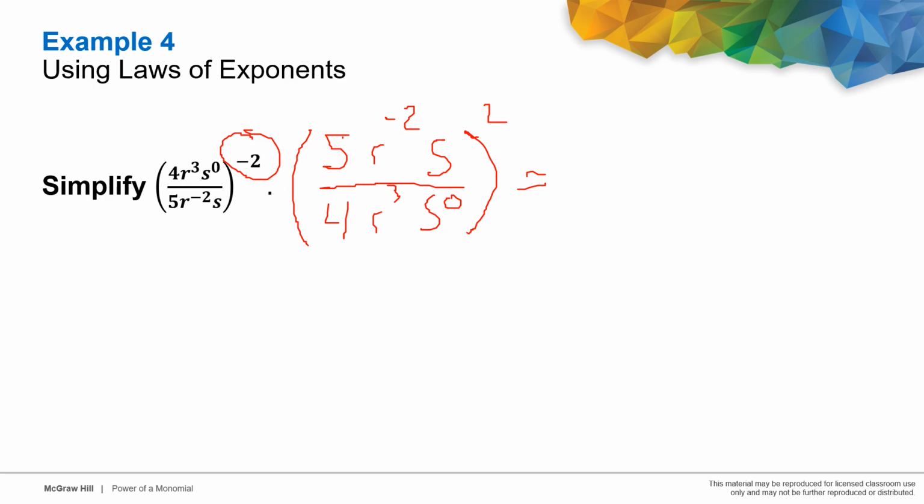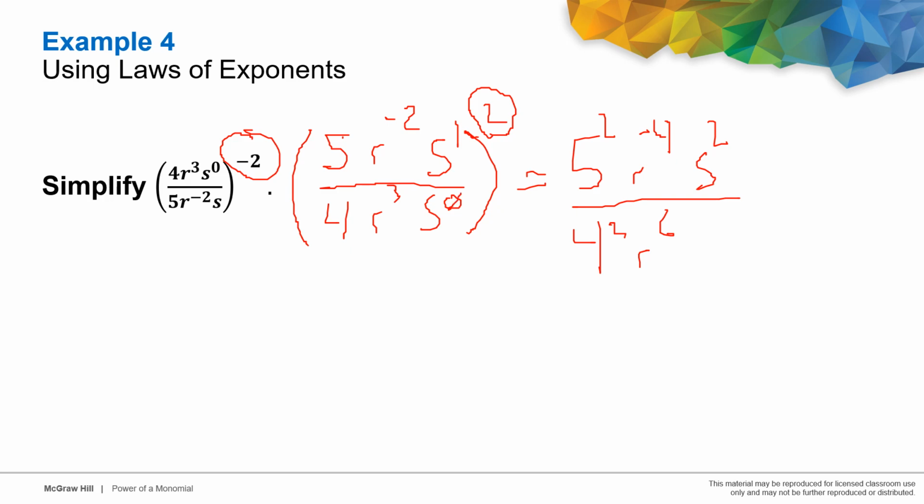because we have inversed it, so we got rid of the negative. Now we're going to use our power of a monomial to multiply all of our exponents by 2. So 5 to the 1 power, 1 times 2 is 2. Negative 2 times 2 are to the negative 4. 1, remember, if you don't see an exponent, it's the exponent of 1. 1 times 2 is 2. All over 4 to the 2. R to the 6. Now this is a trick, y'all. 0 times 2 is 0, so this stays s to the 0.